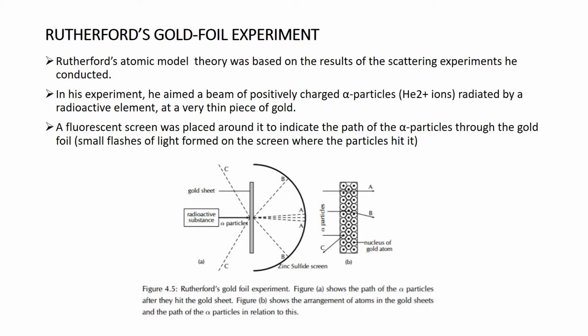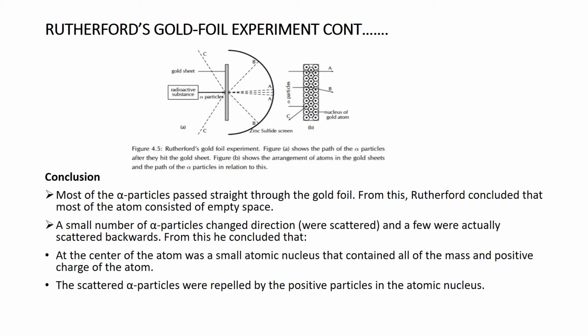And then what did Rutherford discover in his gold foil experiment? Rutherford discovered that most of the alpha particles passed straight through the gold foil. So he then concluded that most of the atom consisted of empty space. So as you can see in figure 4.5b, the arrow labeled A, we have particles passing through the gold foil. So then Rutherford came up with a conclusion that, okay, it means that the atom consists of empty space, since the particles were able to pass through.